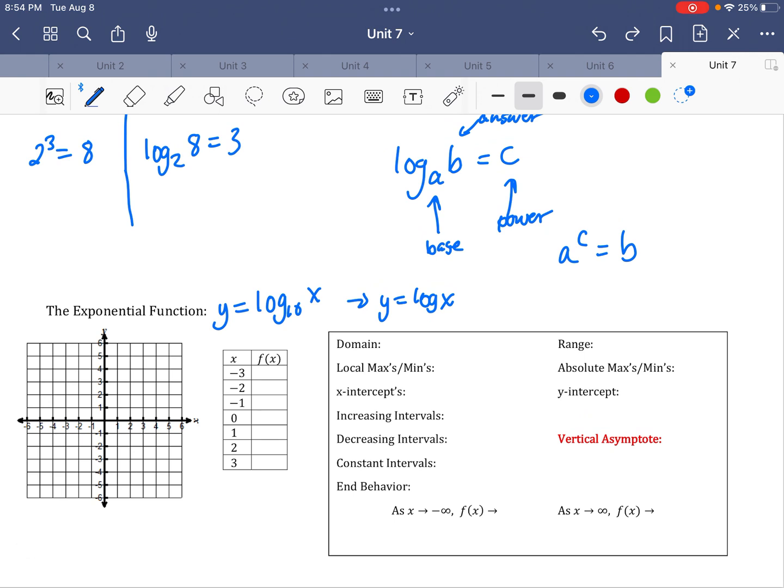So let's look at our graph. We have to remember our exponential function. Our exponential function has a horizontal asymptote. Logs are the inverse of exponential functions, so they have a vertical asymptote. Right? And the graph of the exponential function went through the point 0, 1. So we're going to go through the point 1, 0.